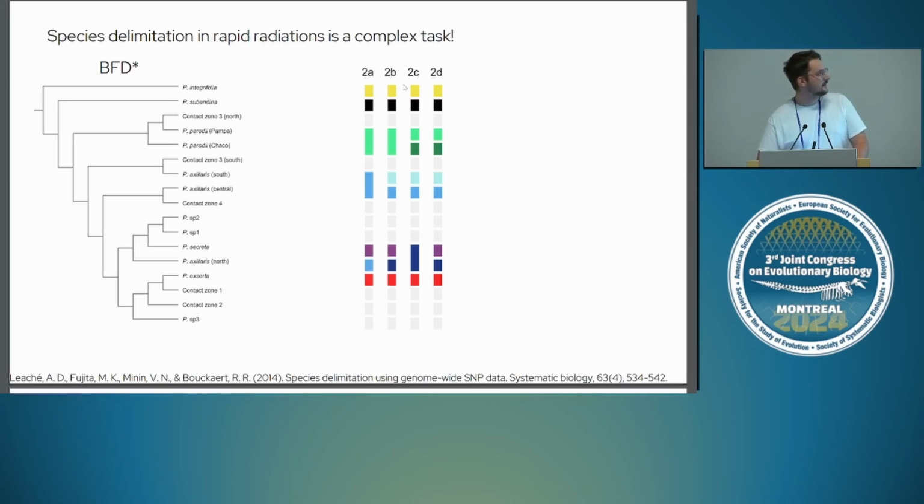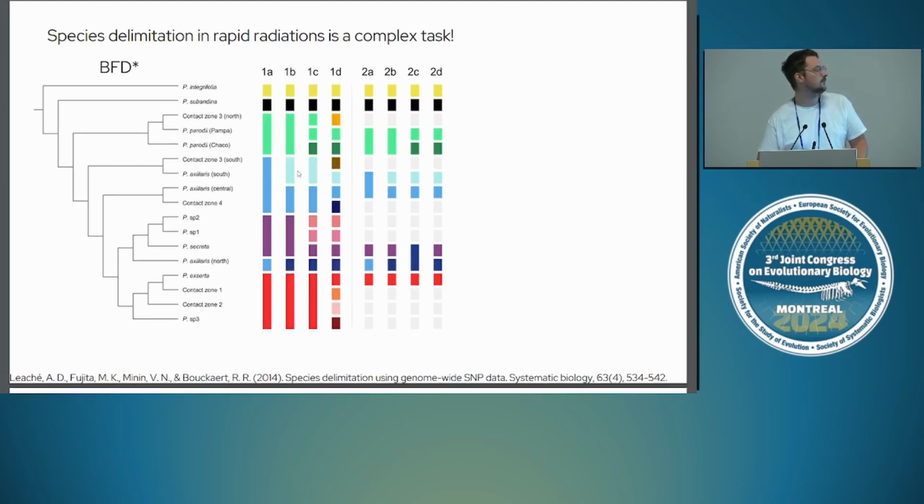So one scenario here, using BFD star, we pruned all of our contact zones and hybrid individuals, and we tested models ranging from the current taxonomy, to one where we split Petunia axillaris into different lineages depending on the geographic distribution, to an oversplitting scenario where each sampled population corresponds to a new lineage. And we did that to the data set where we left our admixed populations.